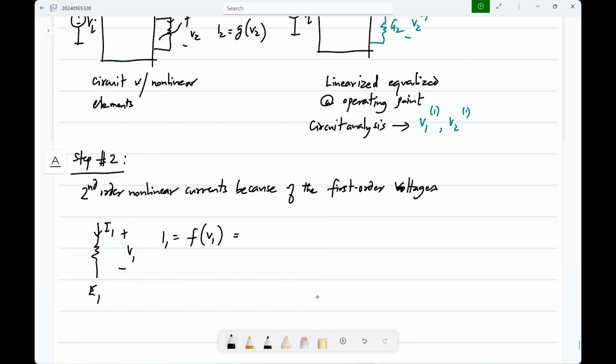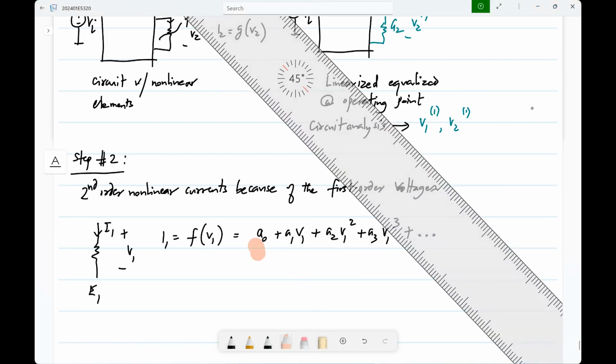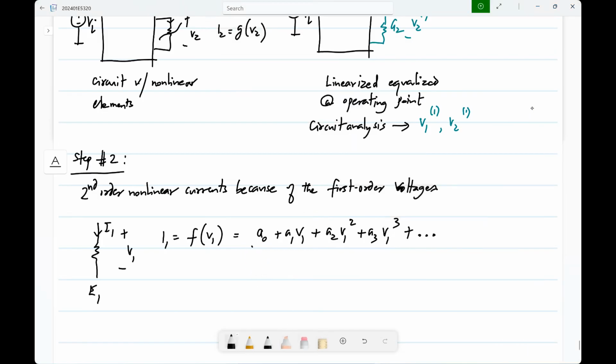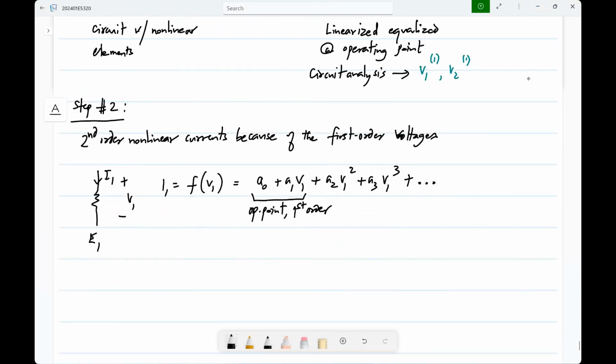So I1 is f of V1, which could be represented as, let's say, A0 plus A1 V1 plus A2 V1 square plus A3 V1 cube. I will stop at that point. But of course, there could be more terms also. So for the operating point and first order, you would have used these two. So in the second step, basically, you use this one. Okay.